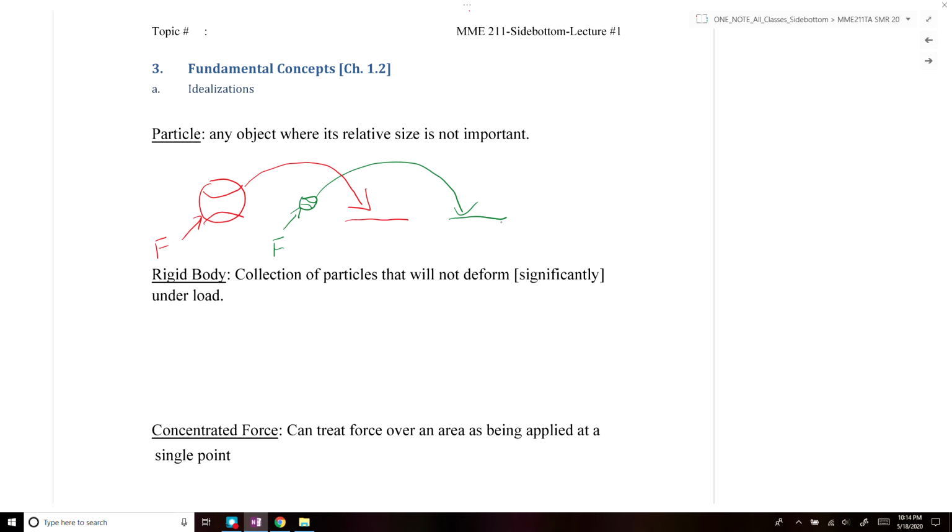Therefore, we can assume that for both of these balls, the diameter is not important. The only thing that's important is the force that's being applied to it. That will affect its motion.